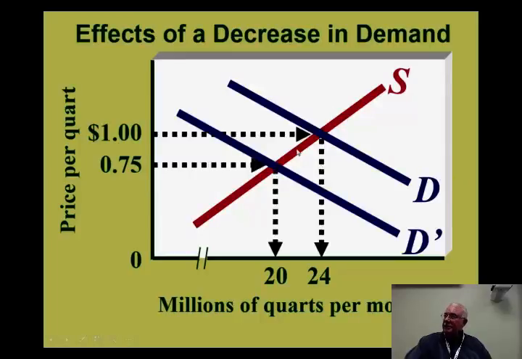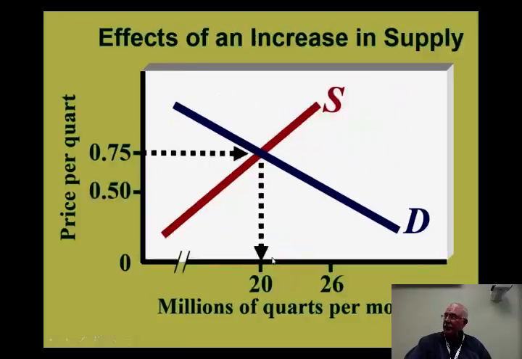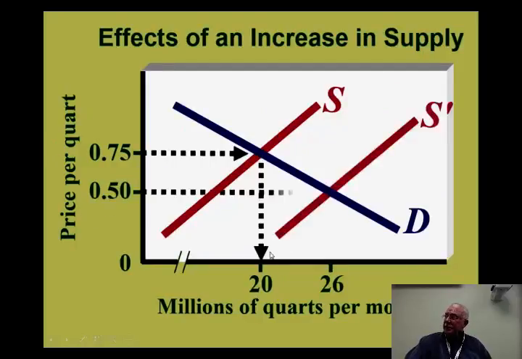Demand decreases, we get a decrease in equilibrium price and a decrease in equilibrium quantity. And here, again, here's the equilibrium at 75.7. Supply increases, and again, we get a lower price and a higher quantity. So, these are just different scenarios.